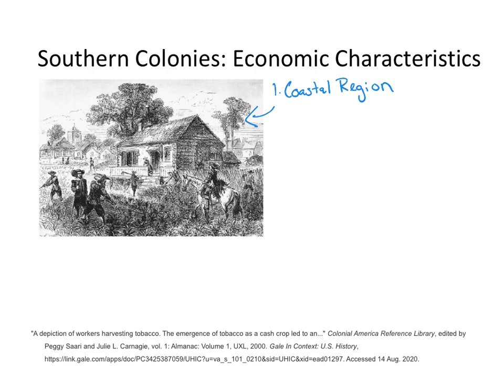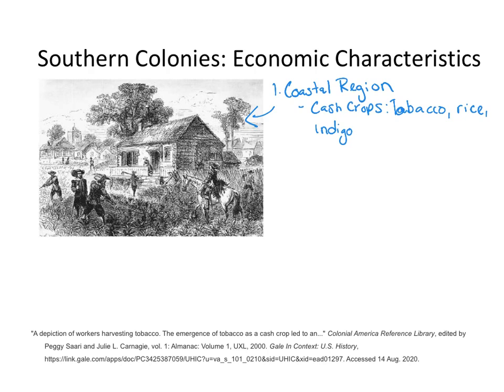And the economic characteristics of the coastal region were defined by what we know as cash crops. Cash crops are crops where we made a lot of money, and those were primarily tobacco, rice, and indigo. Indigo is a plant that they used to make blue dye. It was very profitable.